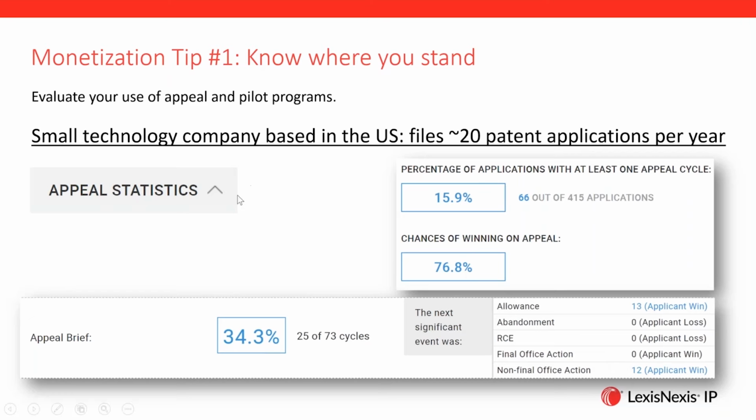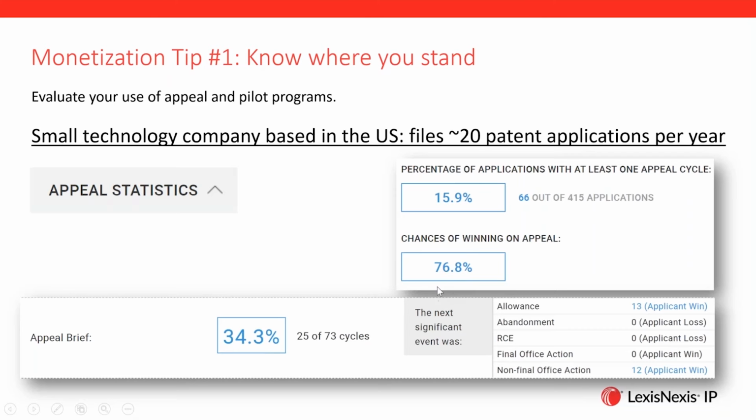I was recently doing a demonstration for a small corporation. They had a portfolio. They file like 20 new patents every year. And I looked at their appeal statistics, and I was so impressed. I noticed immediately that they had a high percentage of applications with at least one appeal cycle. I'd say on average, the percentage of applications with at least one appeal cycle in any portfolio is around 10%. It doesn't vary much from that. Below 10 is kind of low. 15.9% of applications having at least one appeal, that's very high.